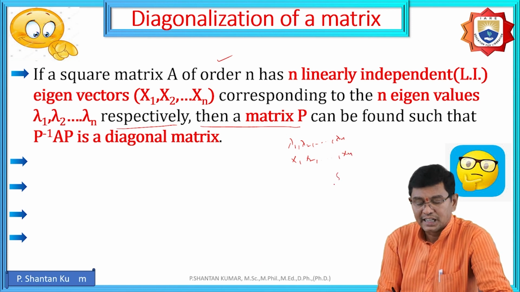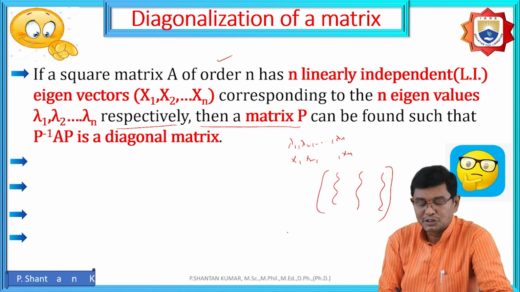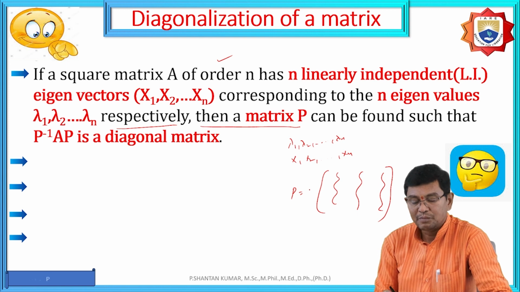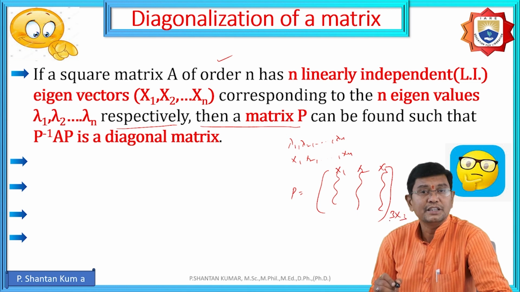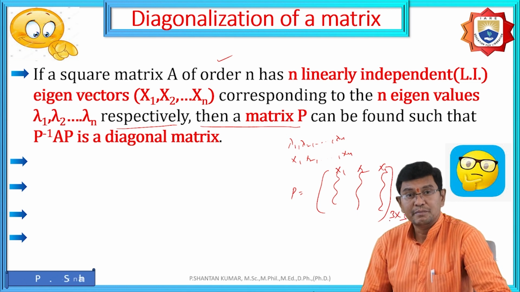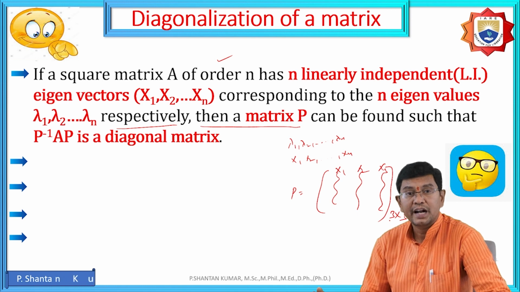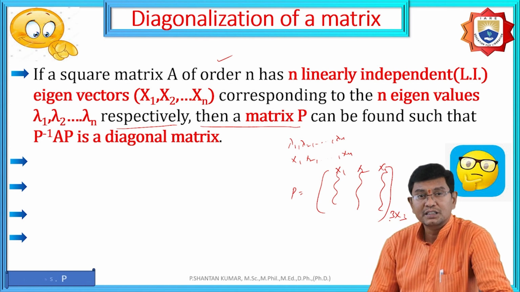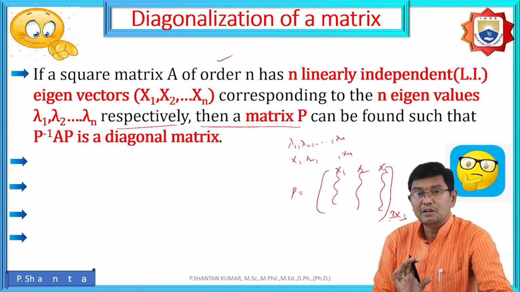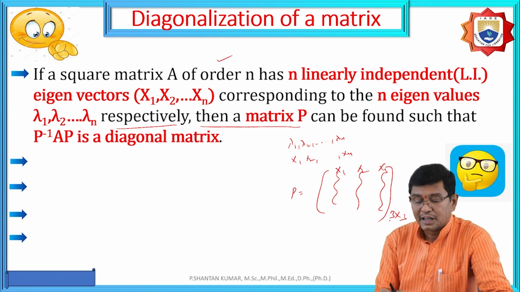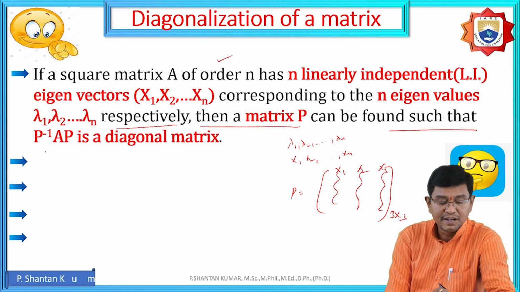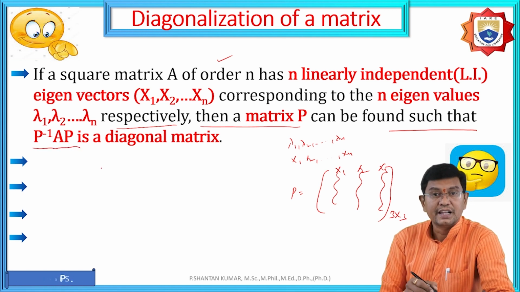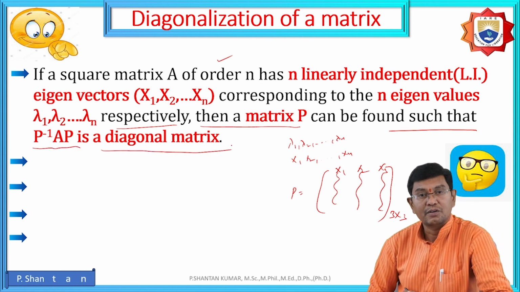Whatever you get, x1, x2, x3 and so on, if they are placed as the columns of a matrix, this matrix is known as the modal matrix. For example, this is a 3 by 3 matrix. From any given matrix, we find the eigenvalues and corresponding eigenvectors, and the eigenvectors can be collected in a matrix, known as the modal matrix P. With the help of P, we find P inverse A P, and we get a matrix that is known as a diagonal matrix.